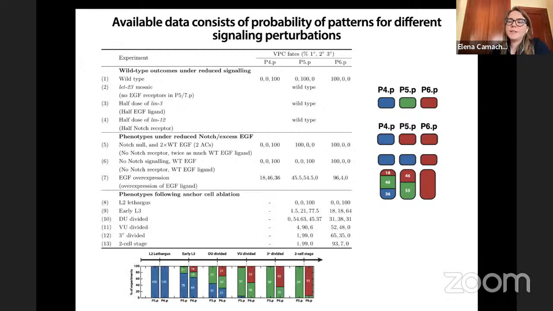And then another set of experiments, which I think are really important here, are the ones playing with time. So it gives us a temporal aspect of the process. For example, in this one, the anchor cell is ablated or removed at different times, and the pattern is looked at at the end of the experiment. So it gives us information about how much time the system needs EGF in order to become wild type, and what happens if you remove EGF earlier.